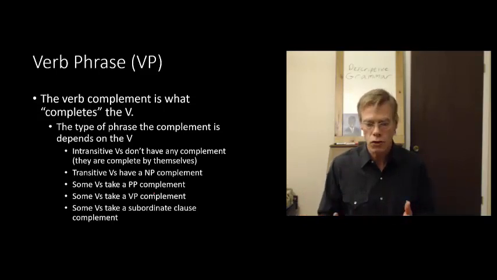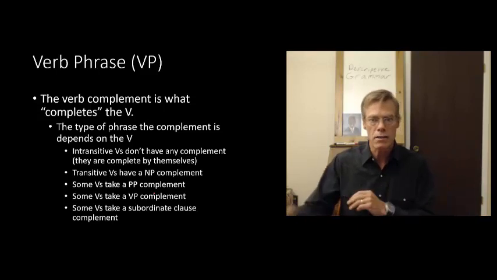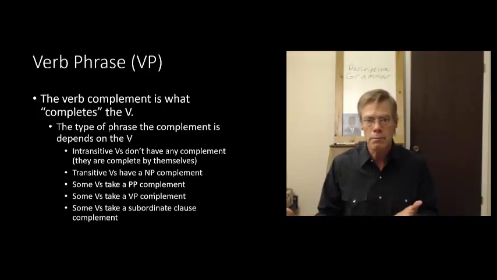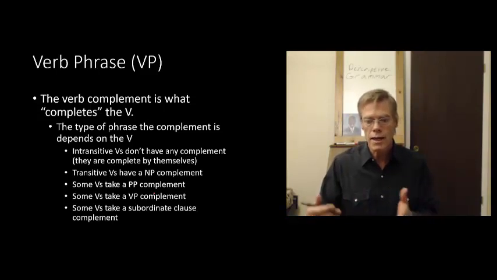So intransitive verbs don't have any complement. They are complete by themselves, like sleep. I slept. It's a complete sentence right there. It's got a subject, I, and it's got the predicate, sleep. You can also have a transitive verb, though. And a transitive verb requires a noun phrase complement. In other words, an object.